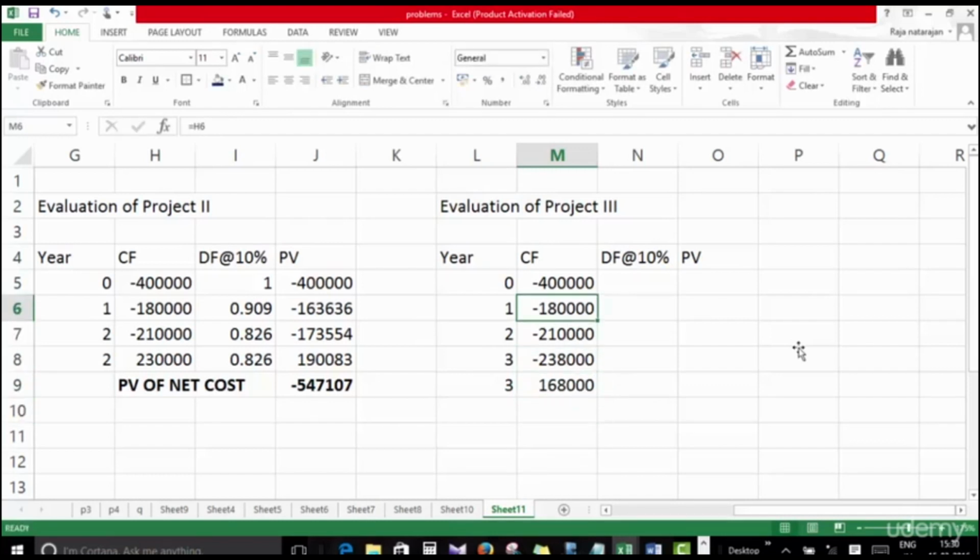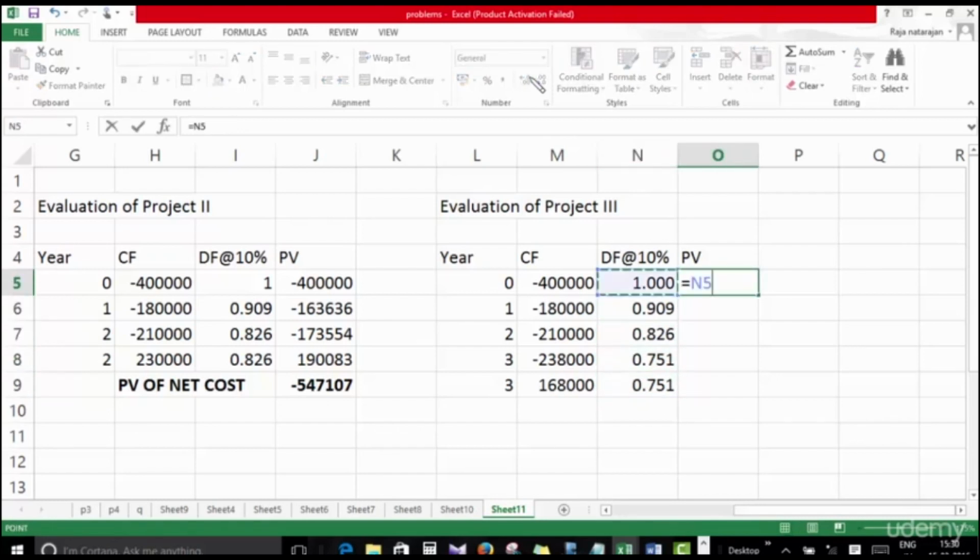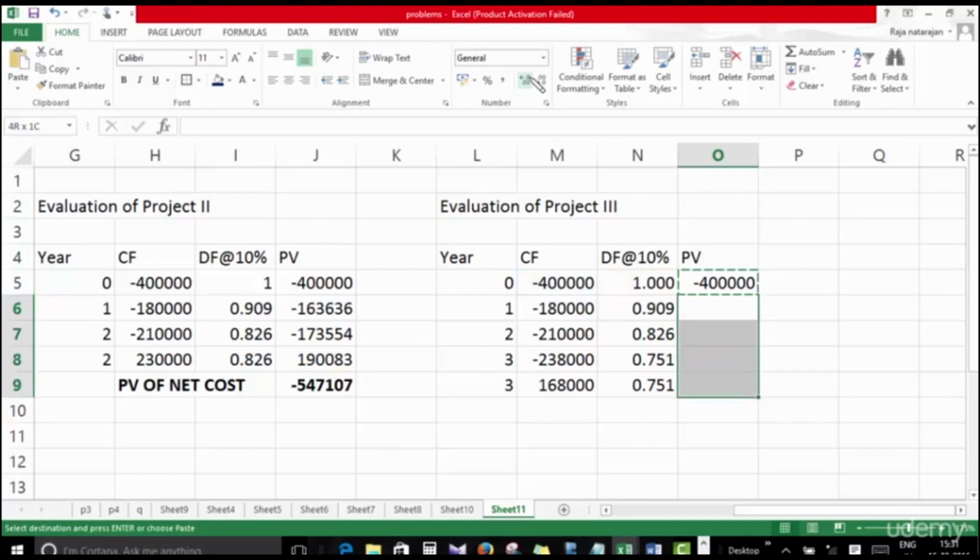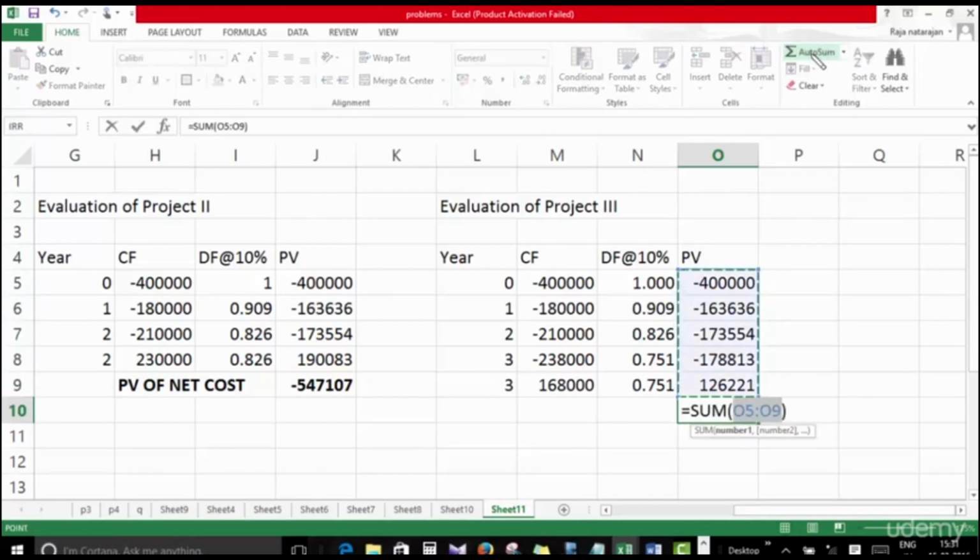Okay, then we'll take the discount factors, that is 1 divided by 1.1 to the power of the time period. We have to keep this at 3 decimals. We'll do that for all the other years, so we get these numbers. We'll multiply them, and we get the PV. We'll do that for all the years. Now let's sum them. If we sum this, we get the PV of net cost.